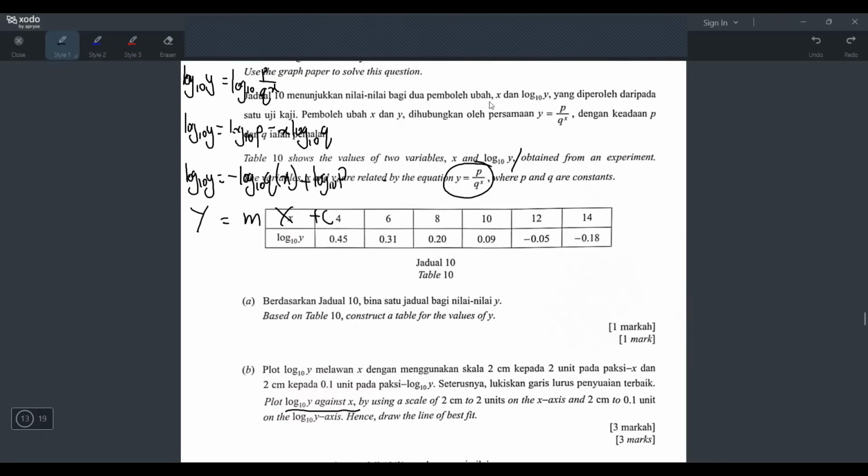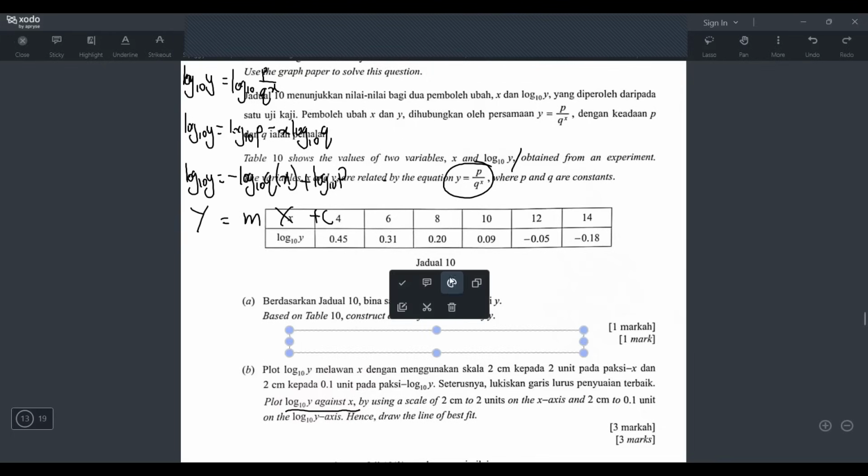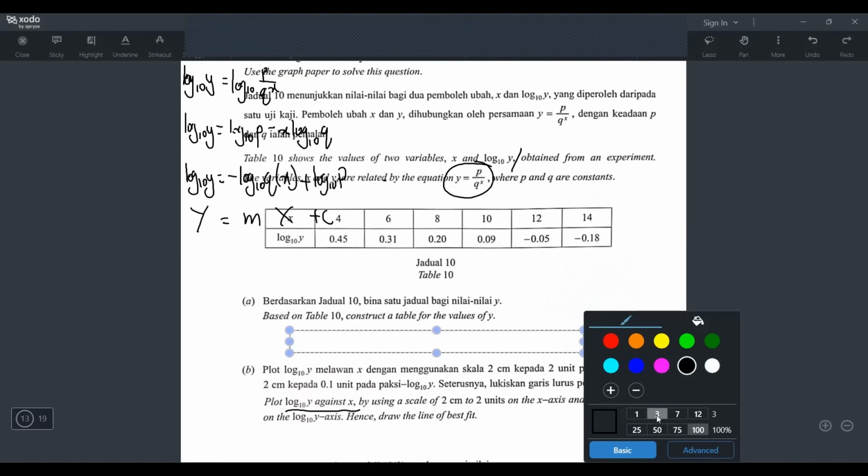That is why I say this question is different from the regular question, the normal question that we are used to. Okay, so what we're going to do now is form a table to convert back to y, right? But later when we plot the graph, we have to use log y. We cannot use y. So this question is a bit different. Okay, so let's do it.